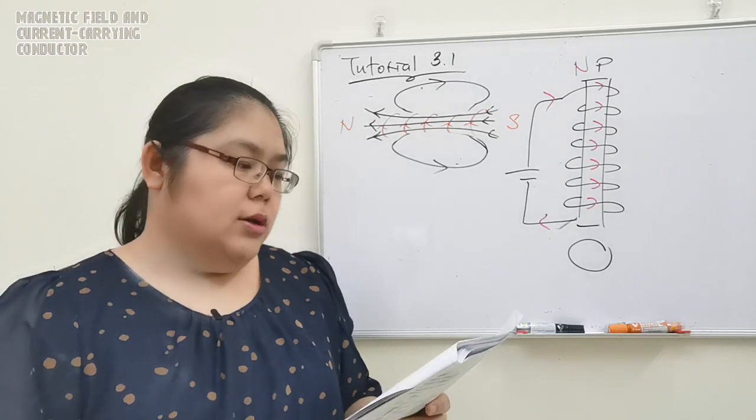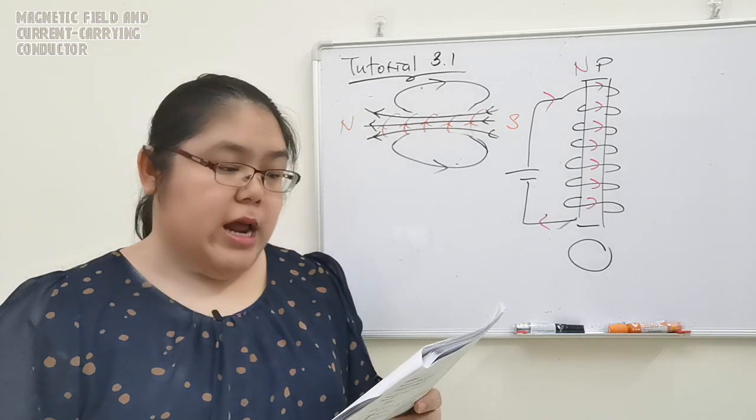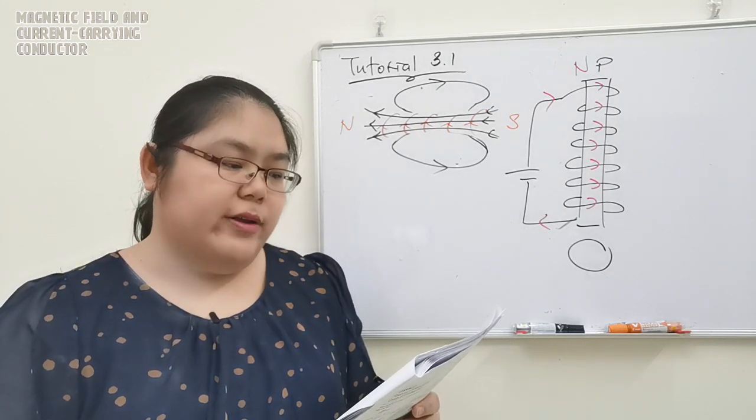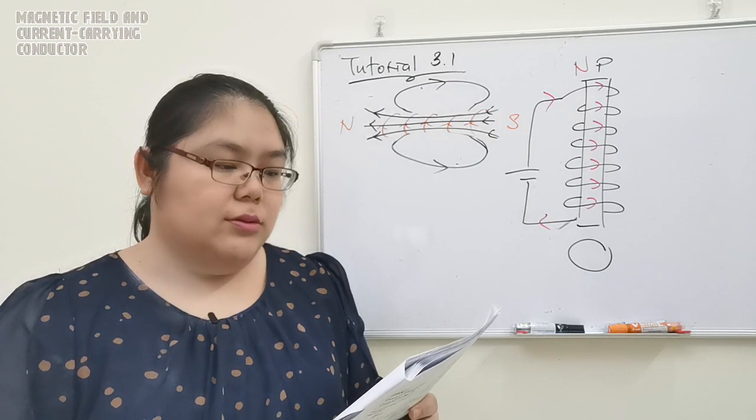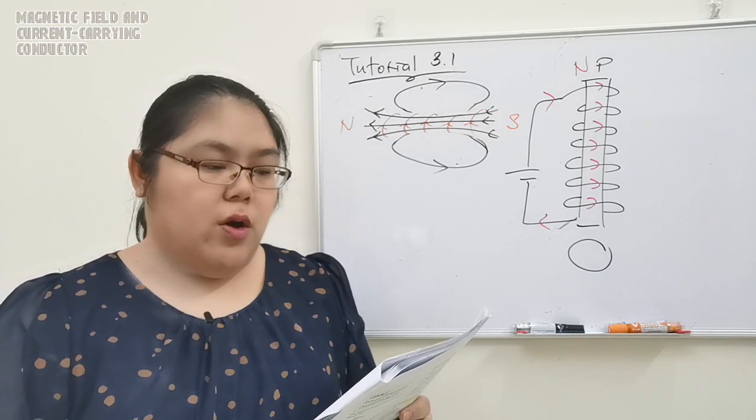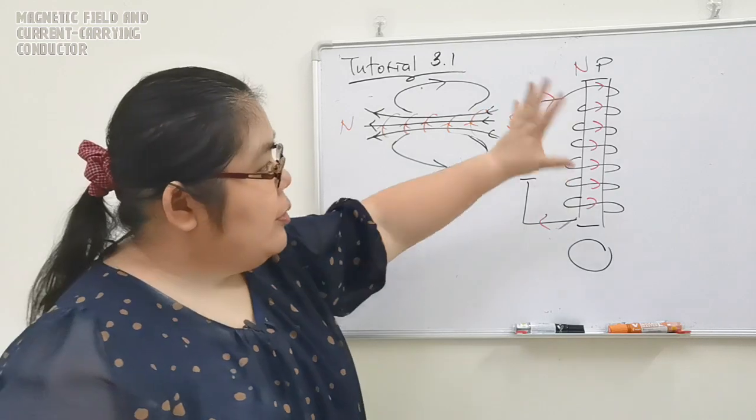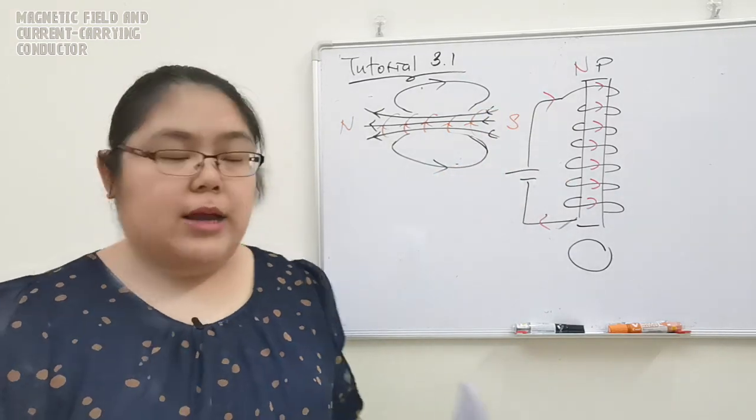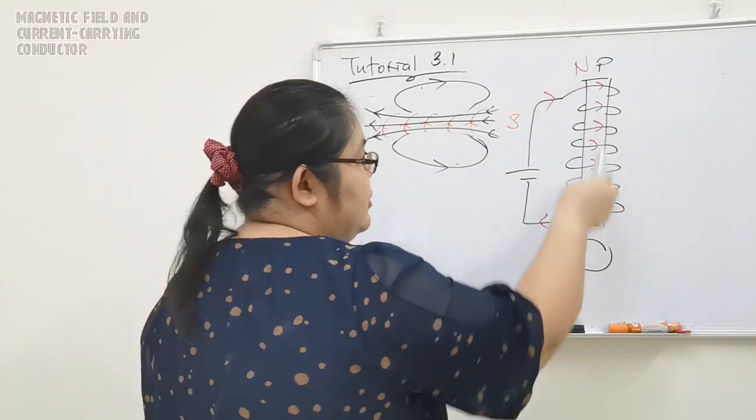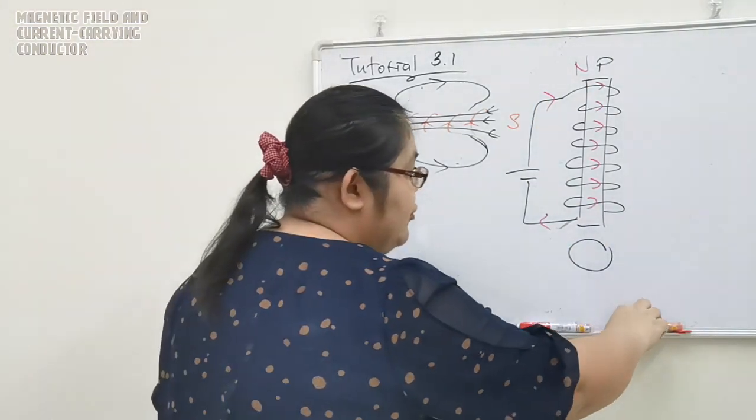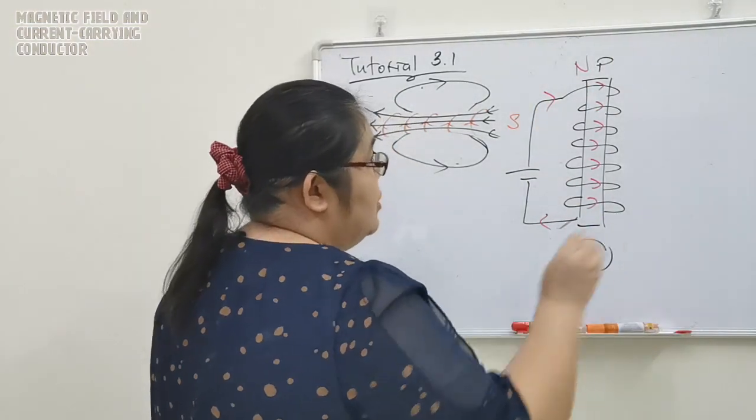Okay, number 3. They say based on the solenoid in the diagram, can you draw the magnetic field line that forms around the solenoid when the switch is on? In the diagram, show the direction of the magnetic field line. So from here, you need to draw the magnetic field line. We know this one is north, so this one is sure to be south. Now we draw the magnetic field line. Okay, first one.